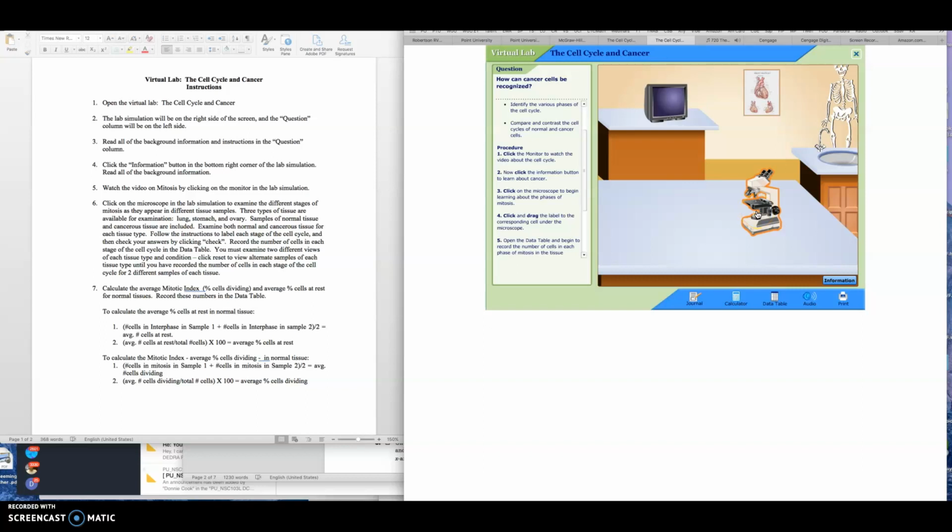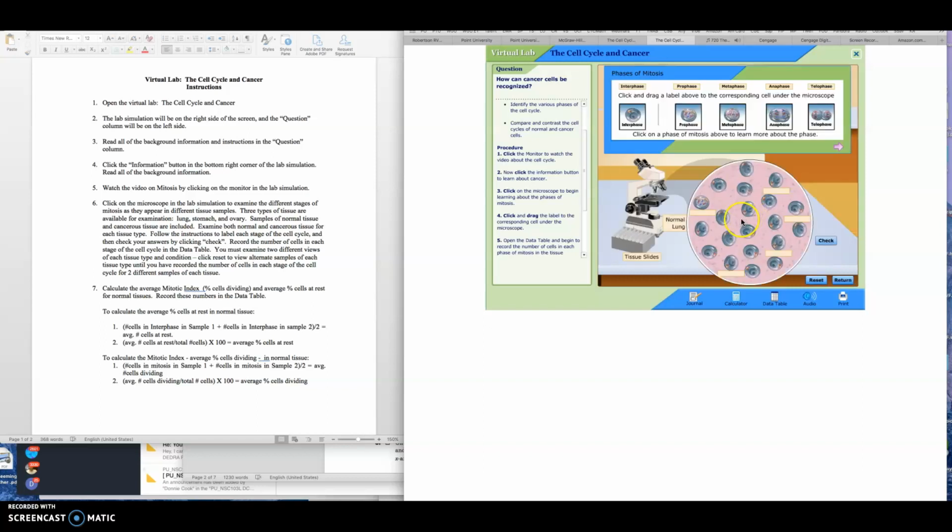We click on the microscope to start learning about the phases of mitosis. So we can see that some of these cells have chromosomes that we can see dividing in them. So this is a normal lung, and we're gonna, let's see. All right, so we go over here and we look for both normal and cancerous tissue. We label each stage of this cell cycle.